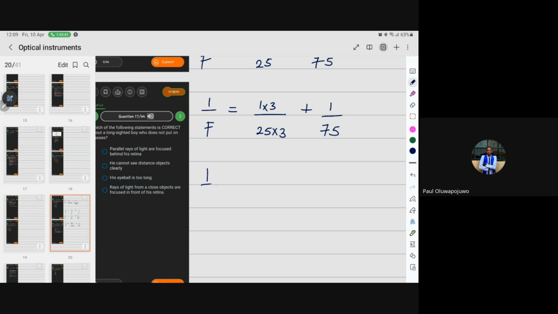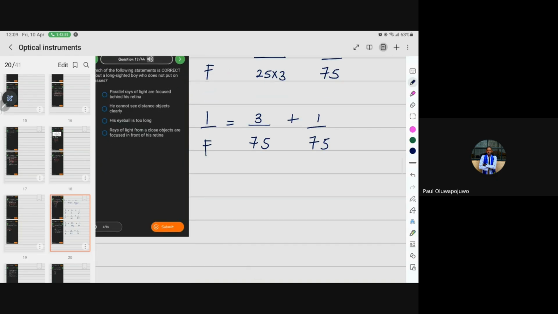Don't allow this to confuse you, please. 1/f is equal to 3/75 plus 1/75, so that I have 1/f is equal to 4/75. So that f will be equal to 75/4, which will give us 18.75 centimeter. Is that okay? And based on the convention that in a converging lens, both the distance and the focal length, everything is positive, you have that your f is positive. So it depends on the sign convention. Is that okay?